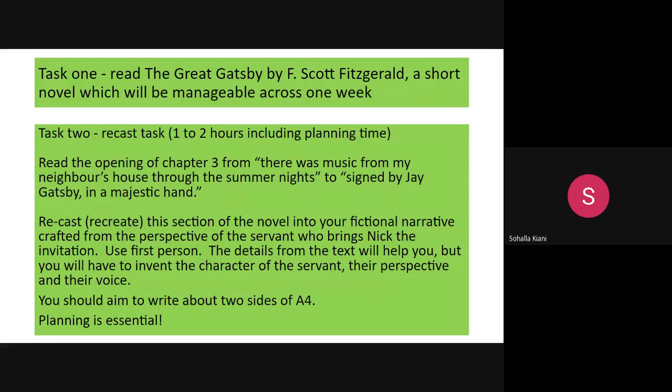You need to capture the language of the era. You need to think about the kind of language someone of that class at that time would use.